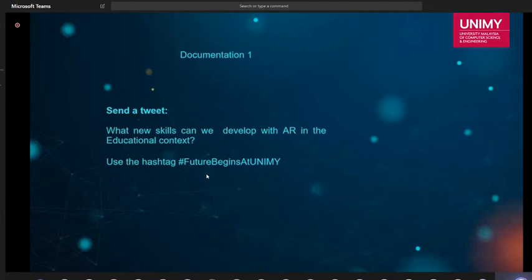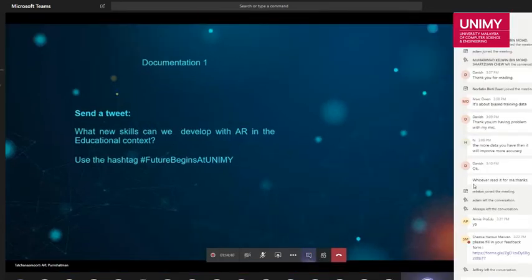What new skill can be developed with augmented reality in the educational context? So augmented reality, I think some of you know, is kind of virtual, right? It lets you see the object beyond the object, an interesting 3D visualization, where 3D objects are involved in augmented reality.